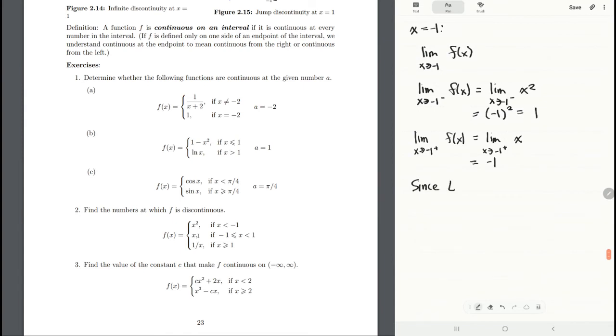So since the left-hand limit does not equal the right-hand limit, then the two-sided limit going to -1 of f of x does not exist. And since the two-sided limit does not exist, we know that f of x is not continuous at -1.